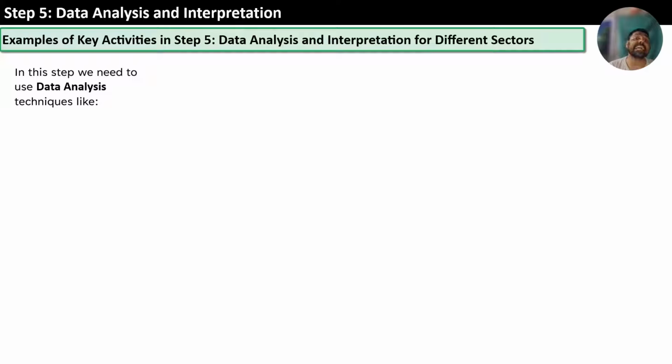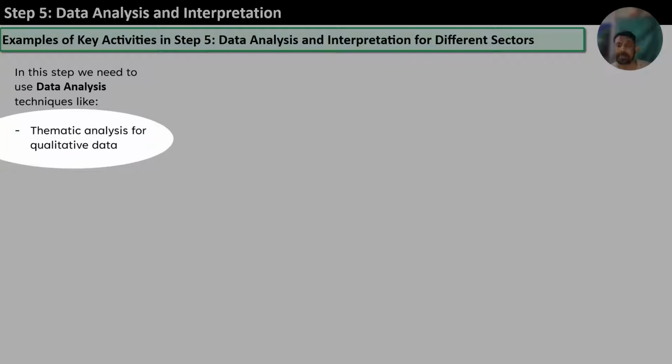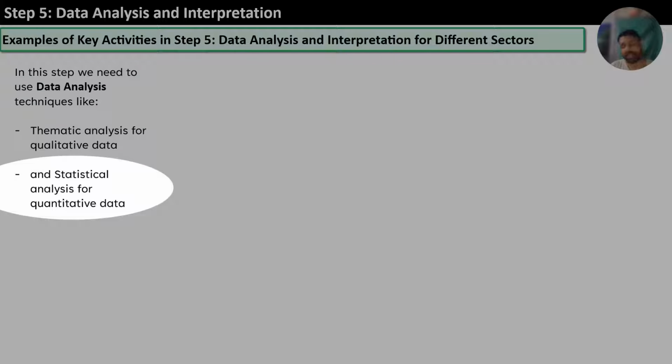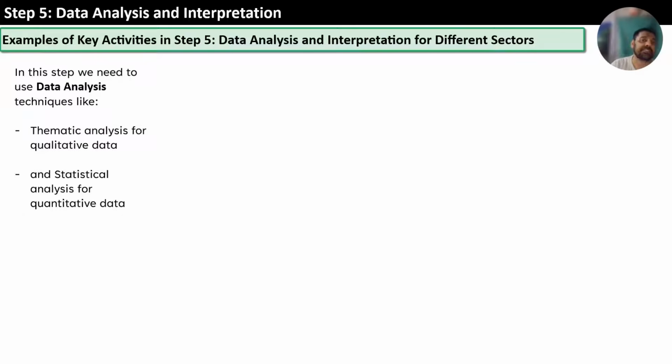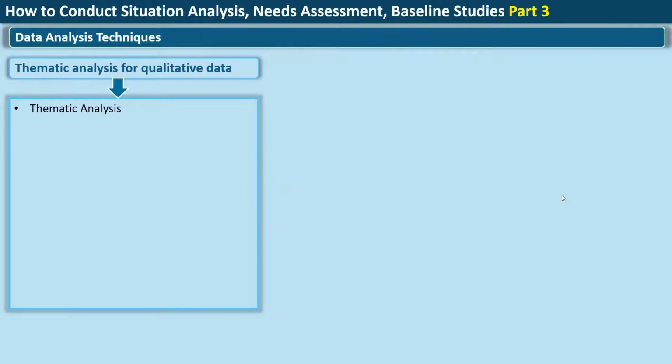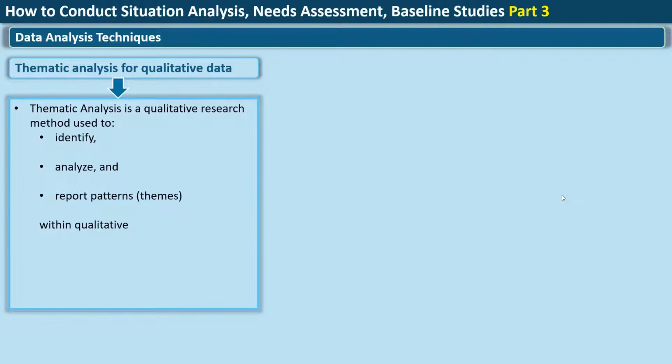We need to use data analysis techniques like thematic analysis for qualitative data, and similarly, statistic analysis for quantitative data using Excel or SPSS. Let's discuss these different data analysis techniques. Thematic analysis is a qualitative research method used to identify, analyze, and report pattern themes within qualitative data. It involves interpreting data to uncover underlying themes and meanings.